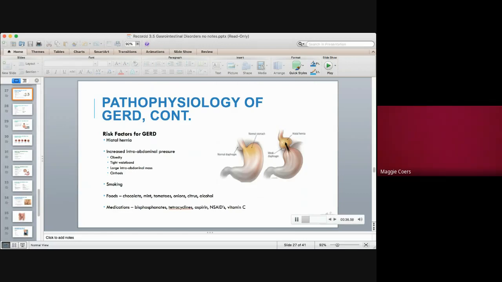Anything that increases abdominal pressure, like obesity, tight waistbands, a large abdominal mass, or cirrhosis, can increase intra-abdominal pressure. Smoking is a huge risk factor for GERD, and many providers say that they can't really treat GERD without having the patient quit smoking. Certain foods may be a risk factor for heartburn. If the heartburn especially gets bad after they eat that food, what we do with trigger foods is just have the patient avoid them.